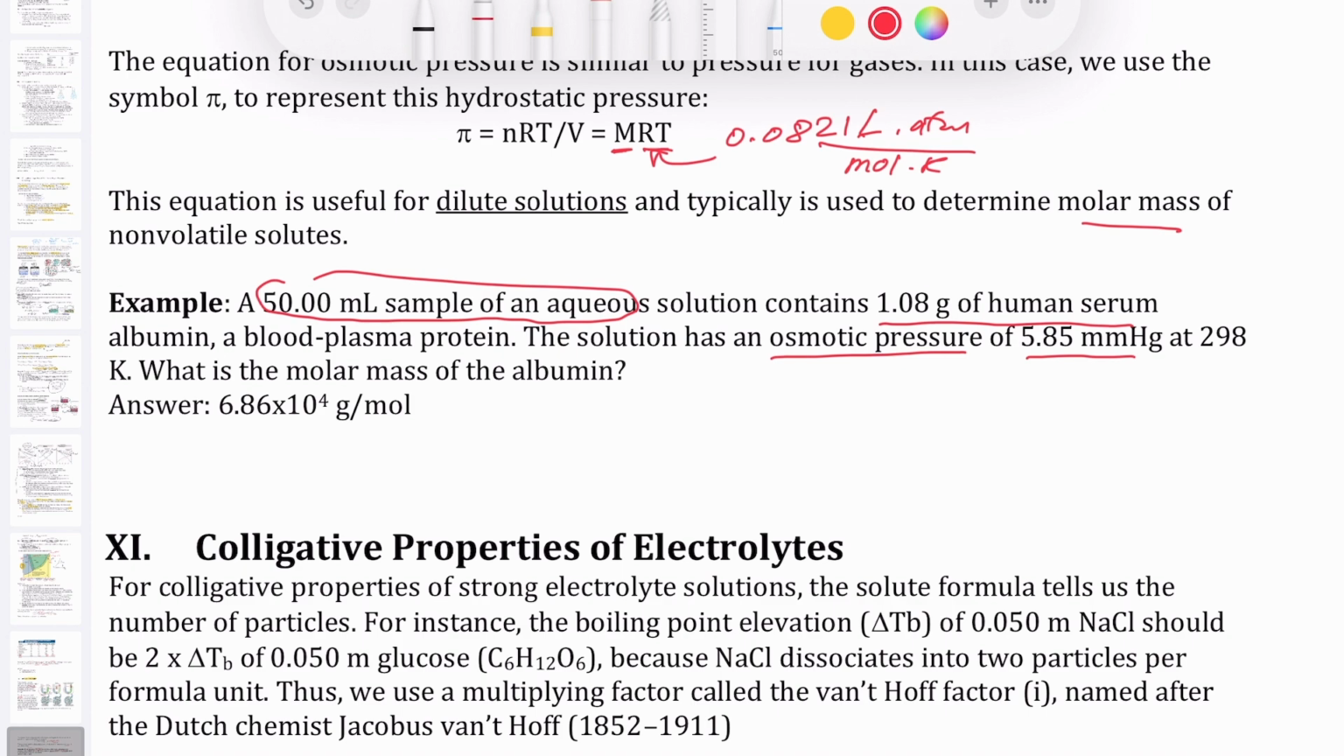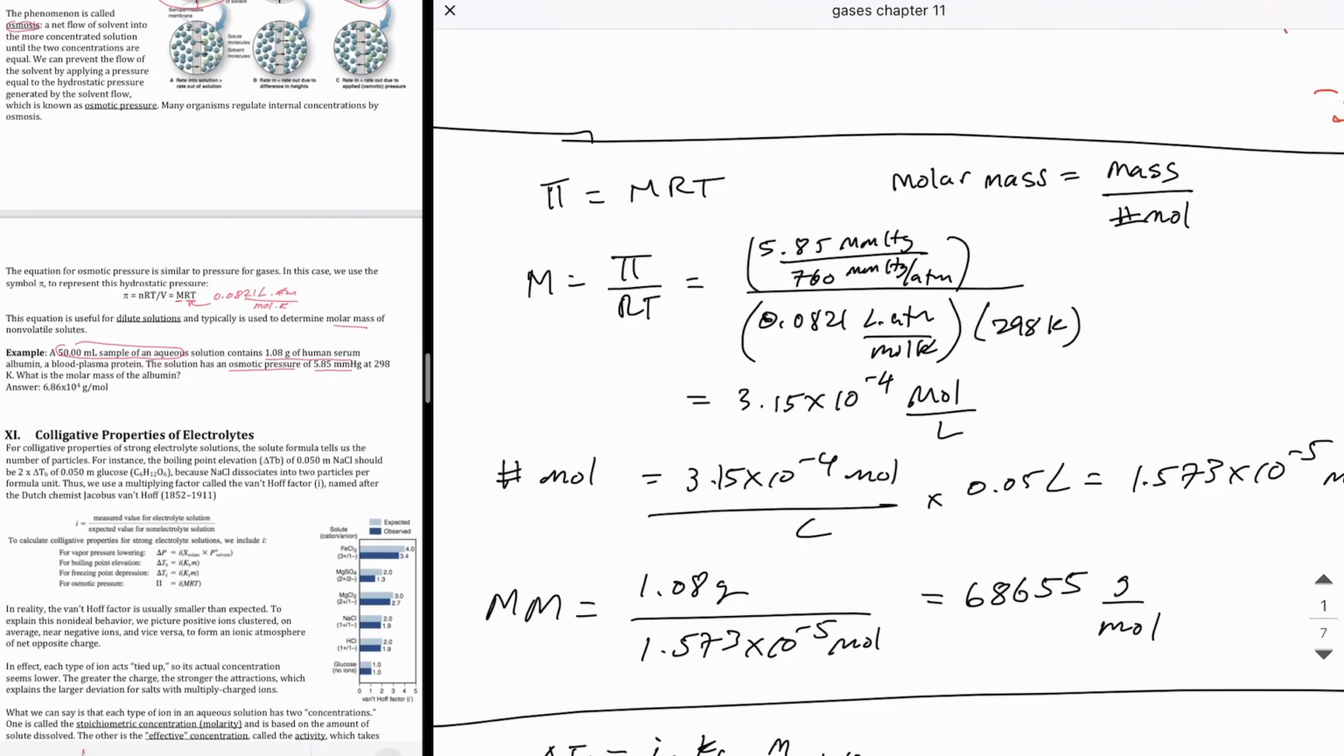So I'm going to do the work on the right side as usual. My osmotic pressure has the symbol pi, and pi is equal to MRT. And we're trying to get molar mass. Molar mass, of course, is mass over the number of moles of a given substance. So we're going to have to get to that number. Now, we were given the mass already. It was 1.08 grams. So all we need to do is find the number of moles.